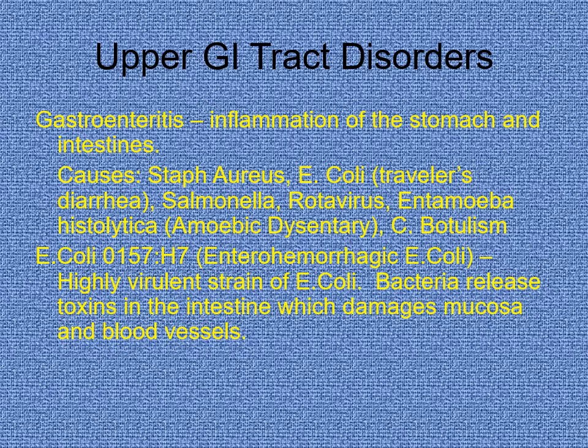E. coli 157 is enterohemorrhagic E. coli. That is a highly virulent strain of E. coli and a very common source of food poisoning. These bacteria release toxins in the intestine, which damages the mucosa and blood vessels. Very dangerous type of infection, too.